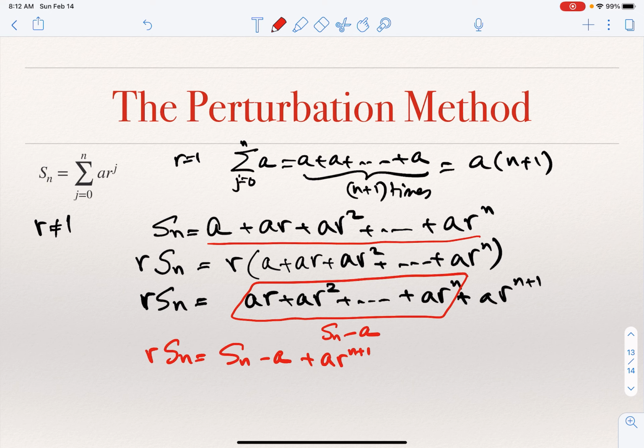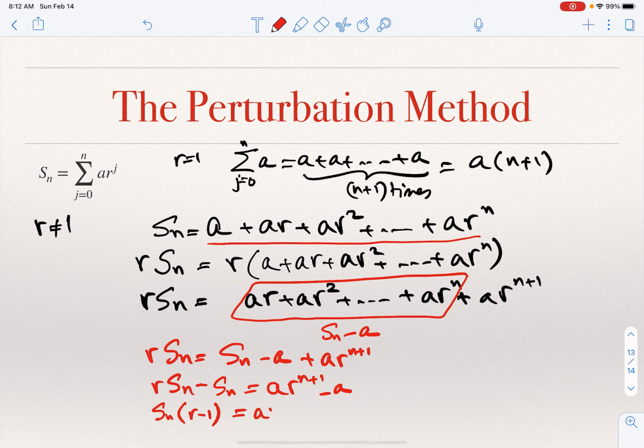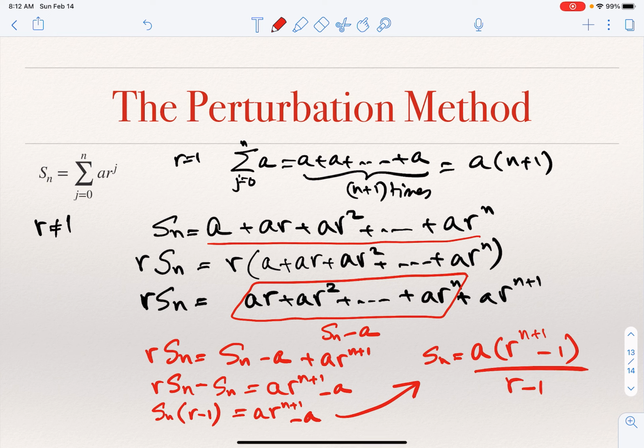Now I can just simplify here: r S_n plus a, minus S_n. It's actually minus S_n equals a r^(n+1) minus a. In other words, we have S_n times (r minus 1) equals a r^(n+1) minus a. From this, I can keep S_n on the left, and I have a times (r^(n+1) minus 1) divided by (r minus 1). And I have the summation.